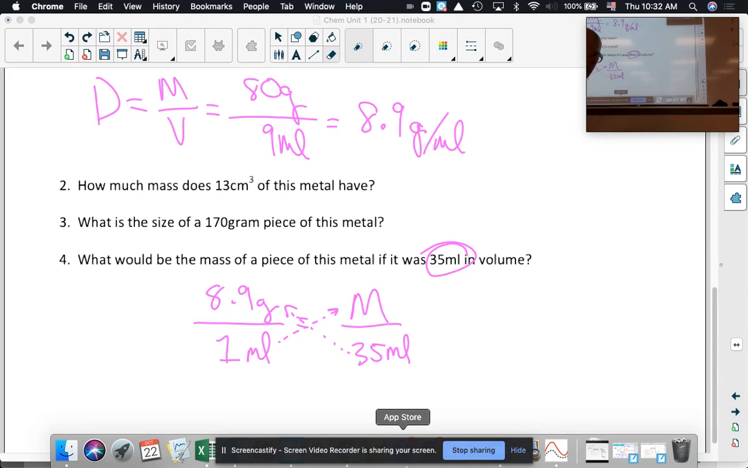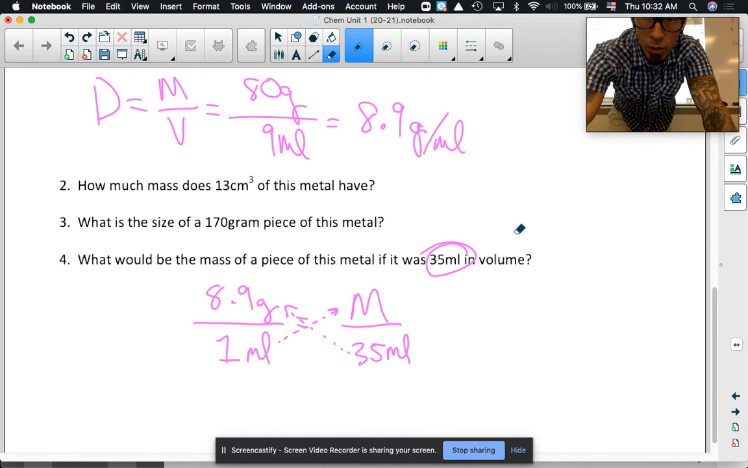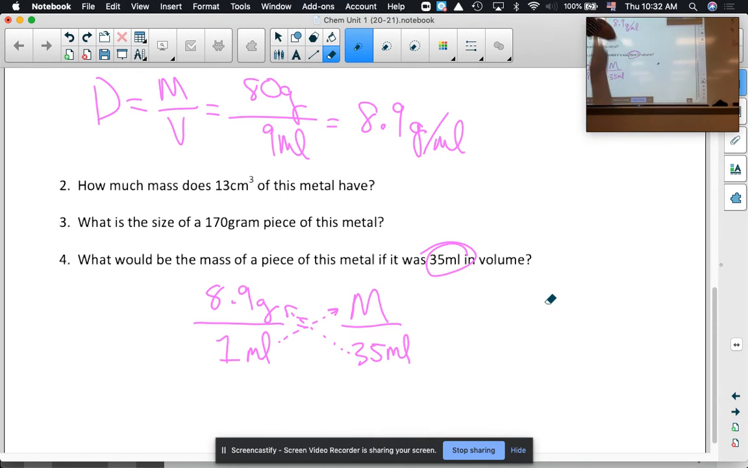Oh no. I hope the App Store doesn't open. Gosh, it does all the time. So cross multiply and divide. So if you do that, then it's 35 mLs times 8.9 grams here. So, oh gosh, it went to the pointer. Oh no. Of course, this has to happen right in the middle of me doing this video.